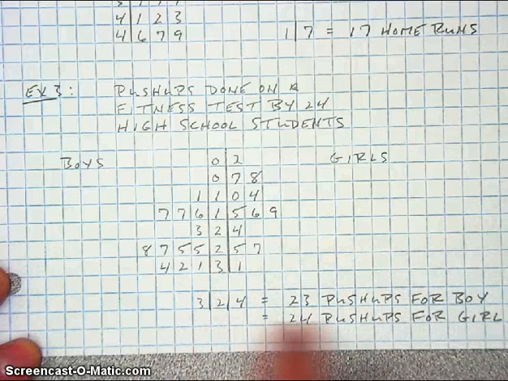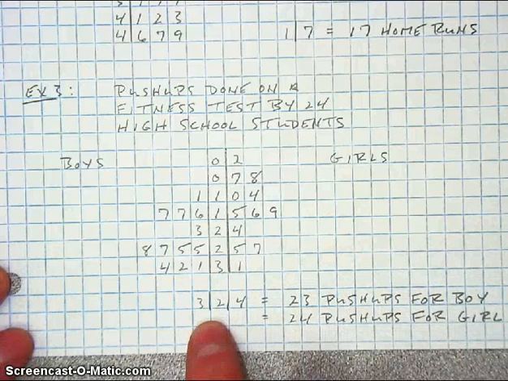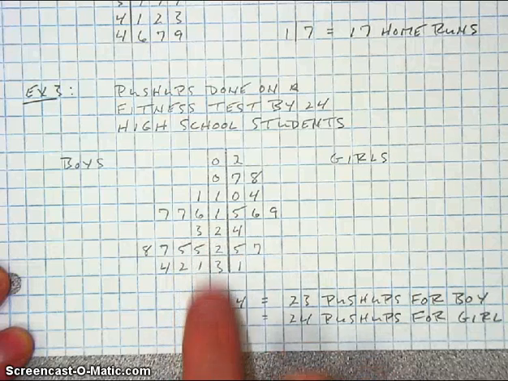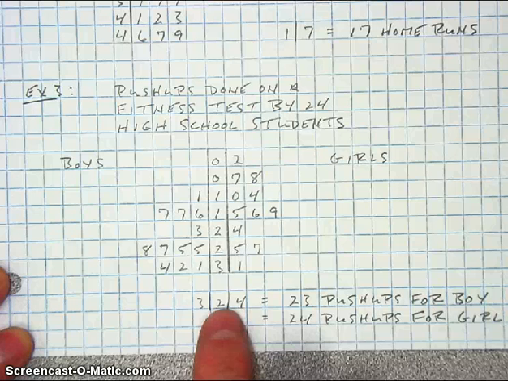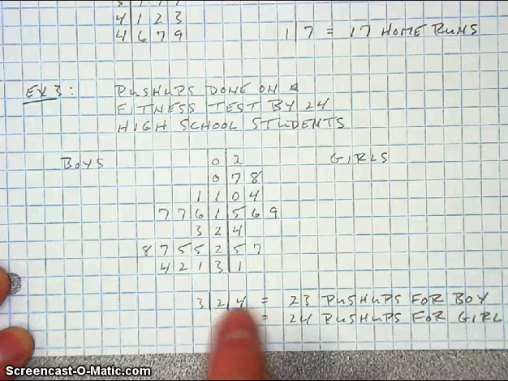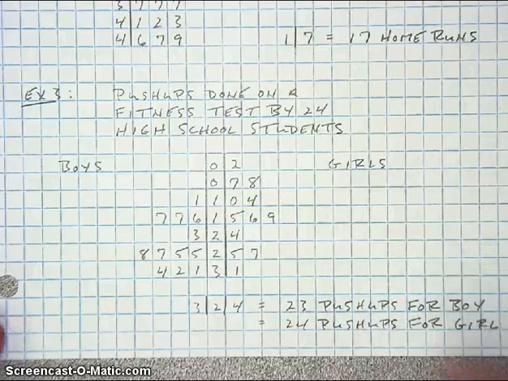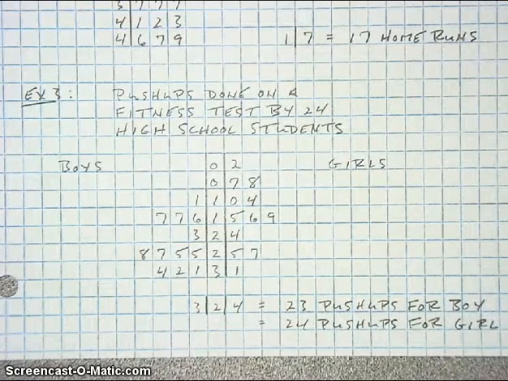The key is a little bit more complicated when you have these back-to-back stem plots. I took this line right here to be representative, and I wrote the 3|2|4. This stands for 23 push-ups done by a boy and 24 push-ups done by a girl. And there you have it. So that's a very useful device, and we'll use that quite a bit as we go through the course.